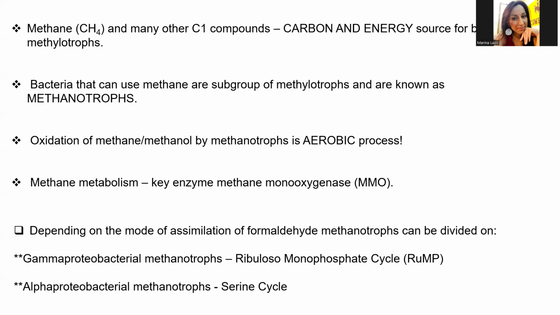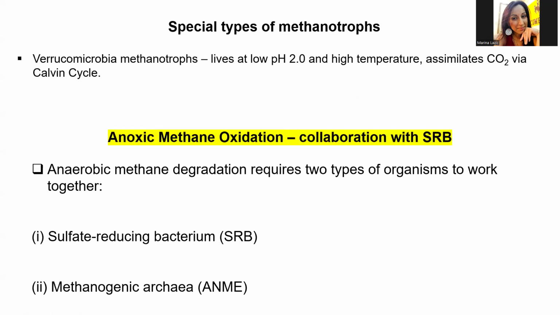The difference is they are respiring. Depending on the mode that methanotrophs assimilate this toxic formaldehyde, you have the RuMP cycle in gamma methanotrophs and the serine cycle in alpha methanotrophs. Again, aerobic methanotrophs, I can't stress this enough. ANME, anaerobic methane oxidation consortium with SRB. And these special types of methanotrophs called Verrucomicrobia live at very low pH and a high temperature. They're specialized in assimilation of CO2.